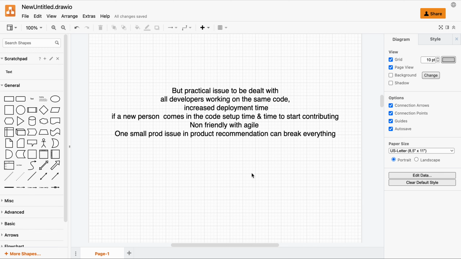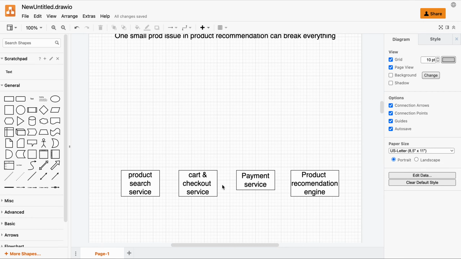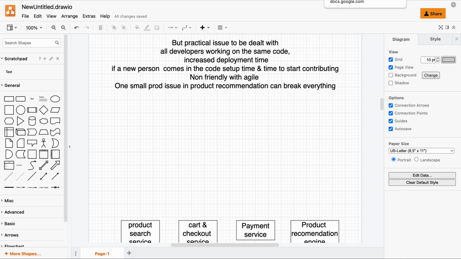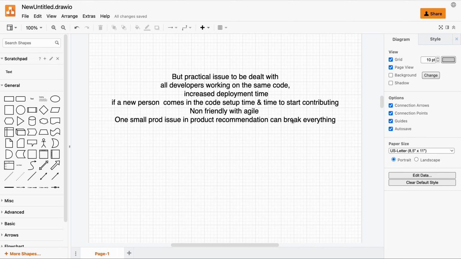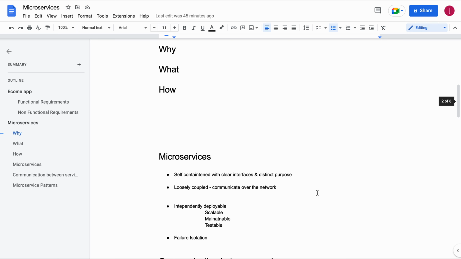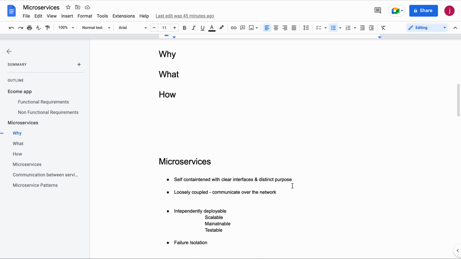So we want to divide it into multiple aspects. This is the point where we have to take a decision on whether we want to go to microservices or not. So now, going back to what we expect from microservices, before just the division part. Again coming back here, microservices: what we basically expect is that they are self-contained with clear interfaces and distinct purpose.